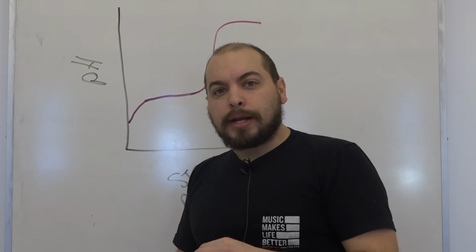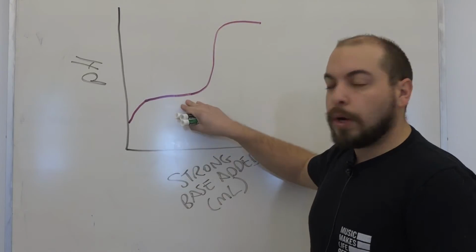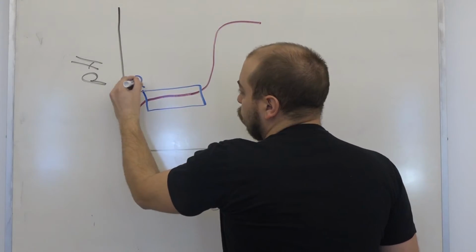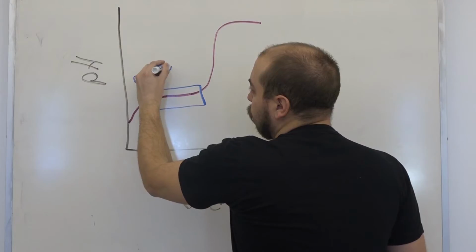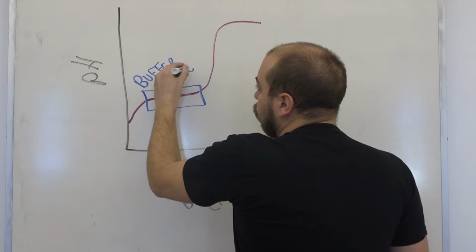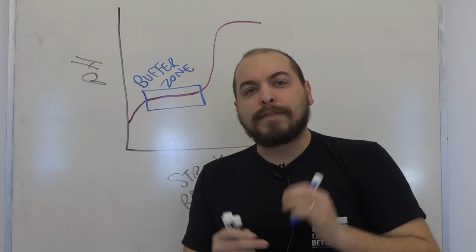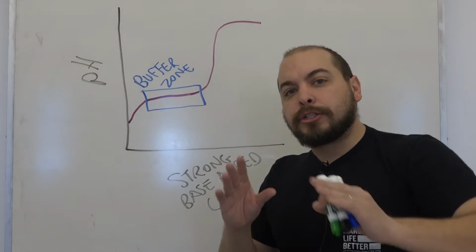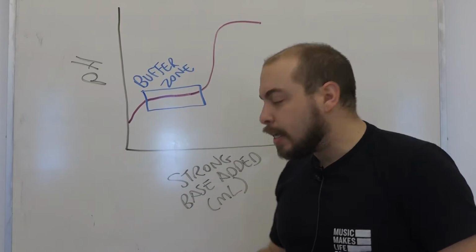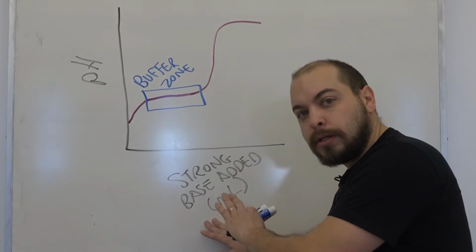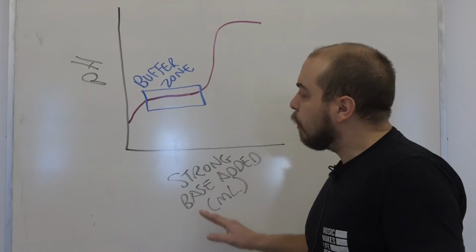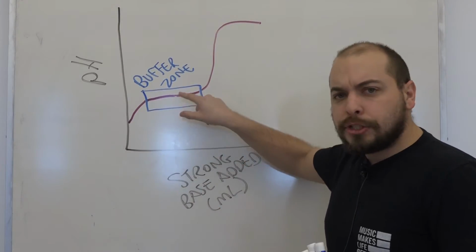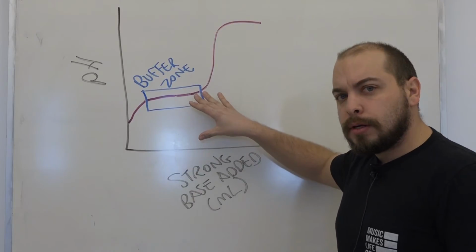Now, there's a reason for that, and that's because this is where we are buffering. We call this the buffer zone. And the buffer zone of any weak acid or of any weak base is the area where a change in pH is resisted even though we're still adding a strong species of the other type, right? So in this case, we're looking at a weak acid, and somehow that weak acid is not changing pH even though we're adding a strong base.